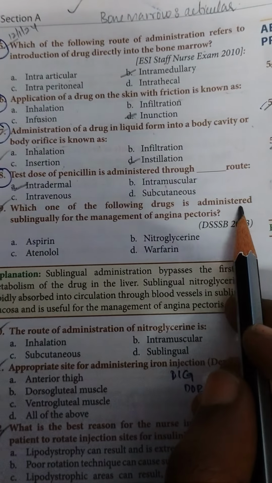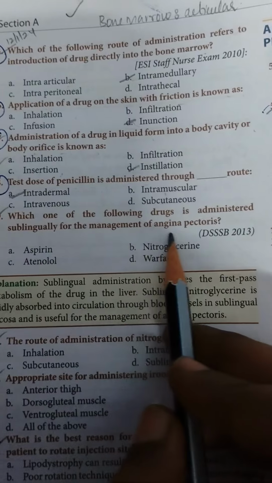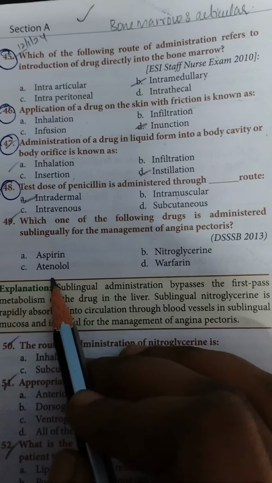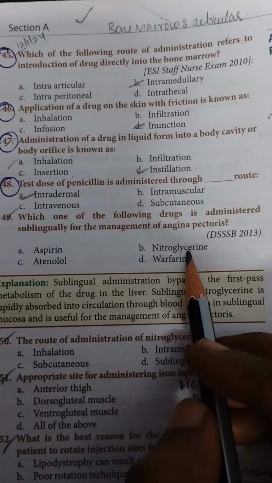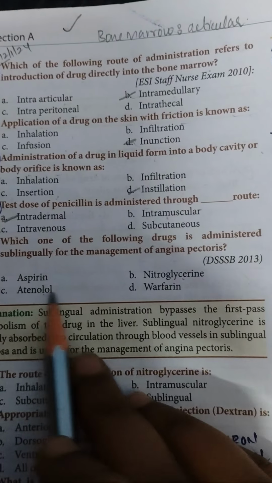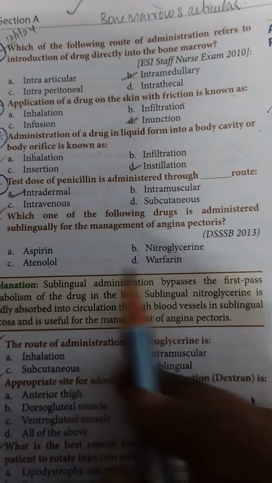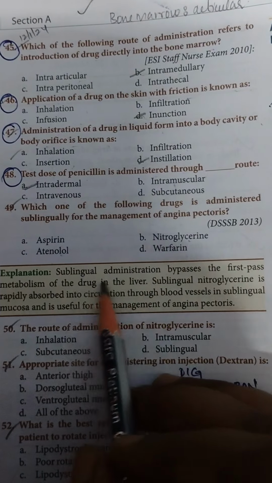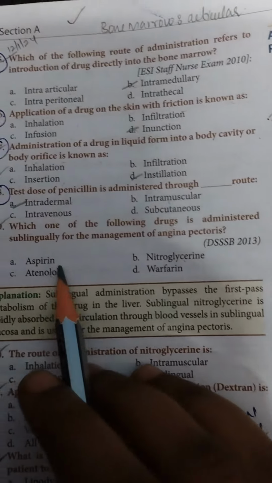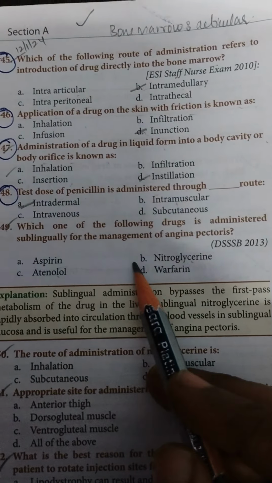Which of the following drugs is administered sublingually for the management of angina pectoris? Aspirin, nitroglycerin, atenolol, warfarin. Here the answer is B, nitroglycerin.